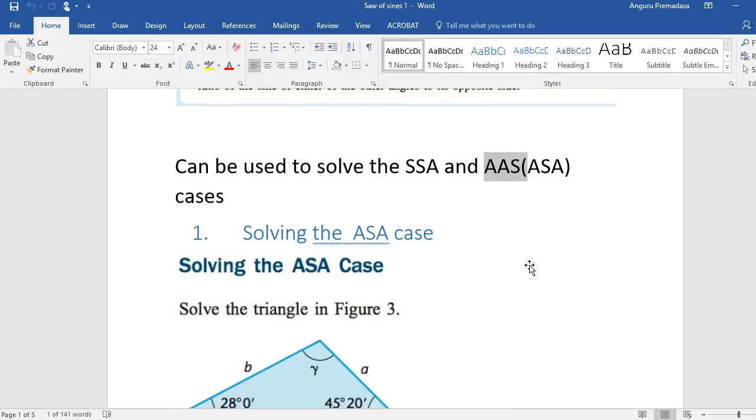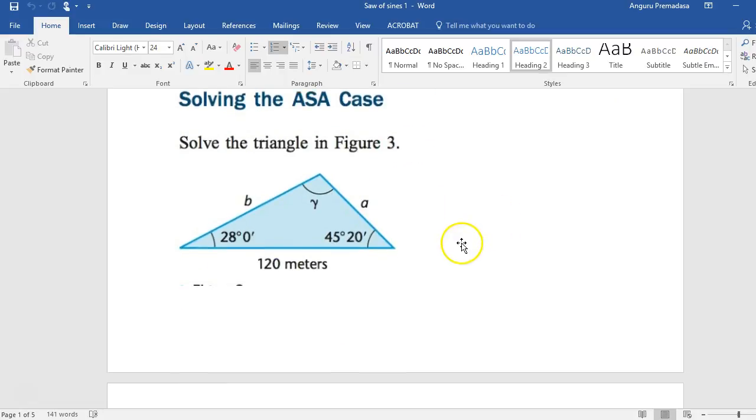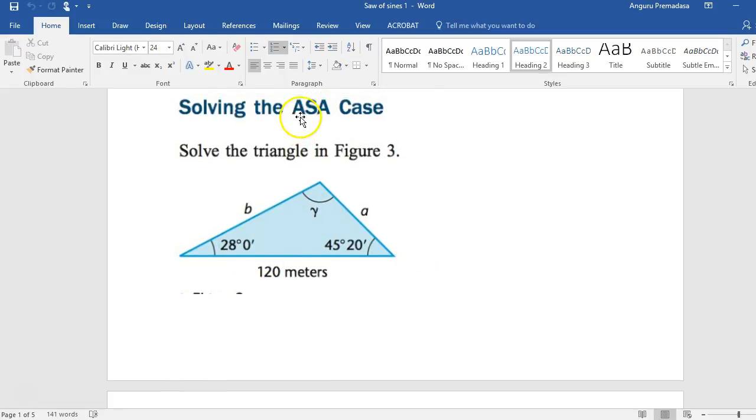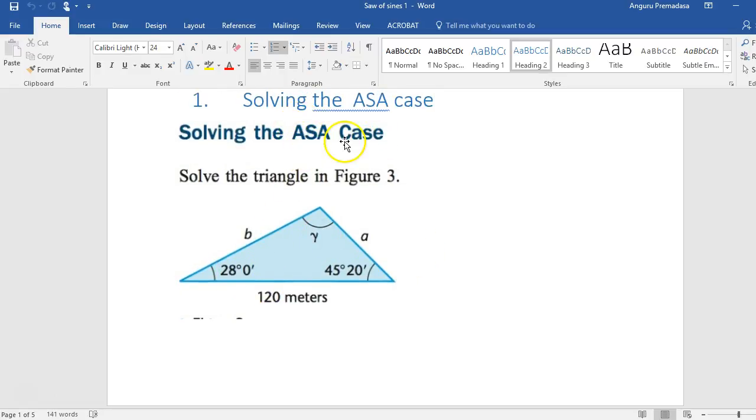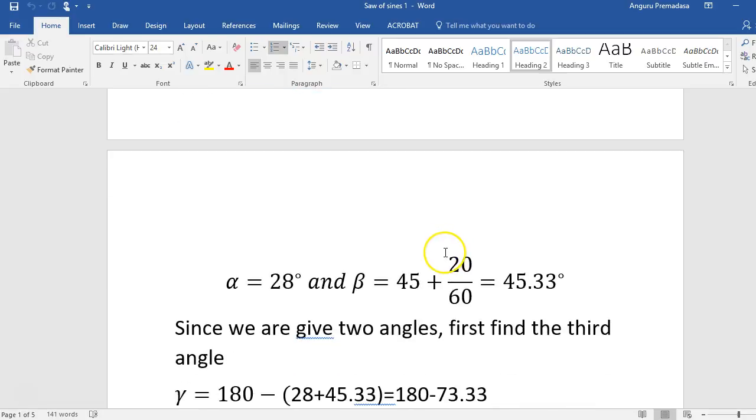Let's look at an example of an ASA or AAS case. Look at the triangle in this figure. ASA means we know two angles and one side. Do we know two angles here? Yes, we know this angle and this angle, so two angles and one side. So how do we use the law of sines?